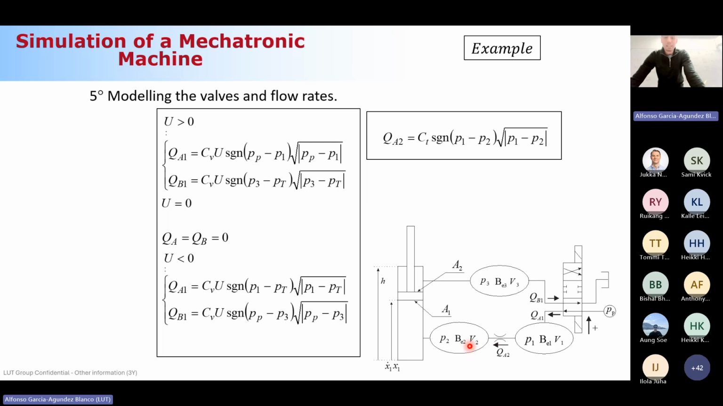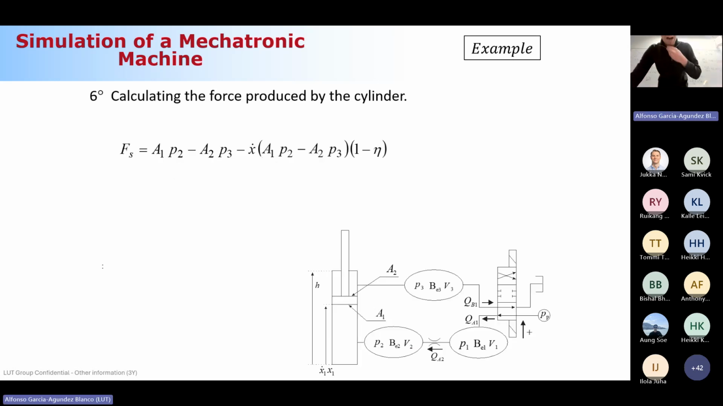In this equation, you can see that depending on the value of U, the flow rates of the directional control valve change, but this equation, QA2, is independent of U. It's always relating the pressure in control volume 1 with pressure in control volume 2. Clear? Yes? Perfect.